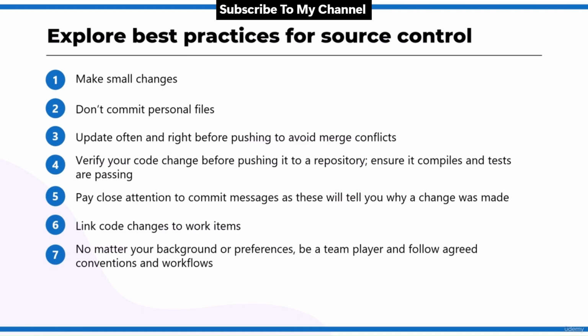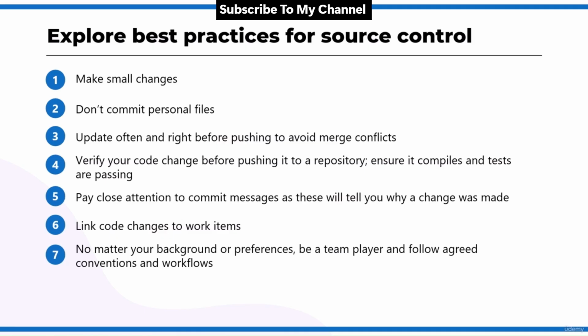You should pay close attention to commit messages, as they will tell you why the change was made by someone. Consider these commit messages as a mini form of documentation for the change. You should link your code changes to a work item so that it will concretely link what was created and why it was created, and that's why it is providing more traceability across requirements and code changes.